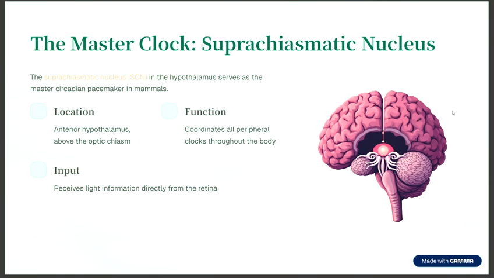Even though its name has nucleus, it is not a nucleus, it is a group or a cluster of neurons present in the anterior hypothalamus above the optic chiasm. So remember its name, it can be asked directly in the exam.